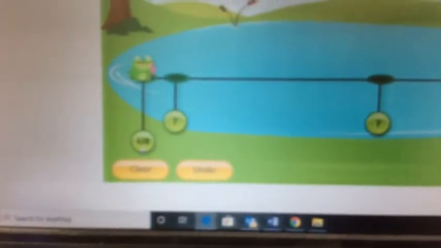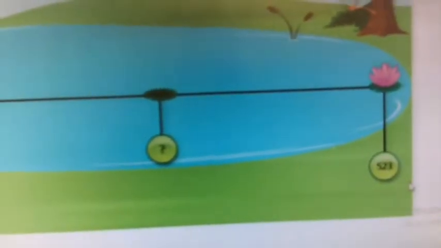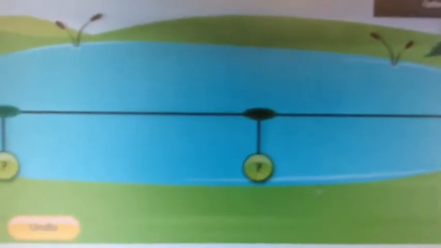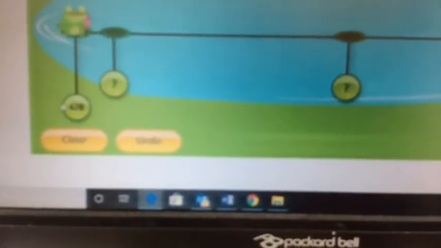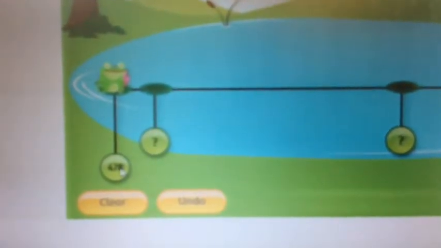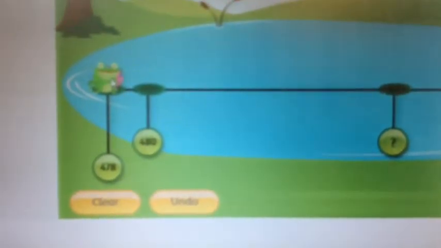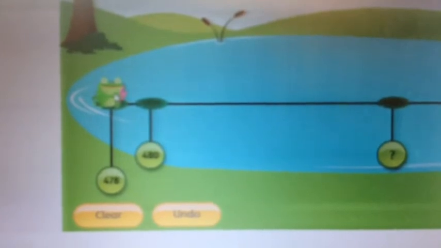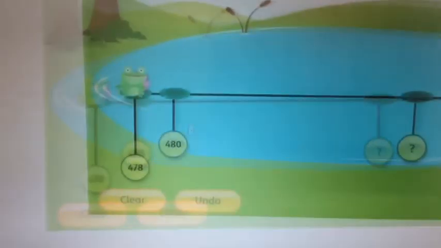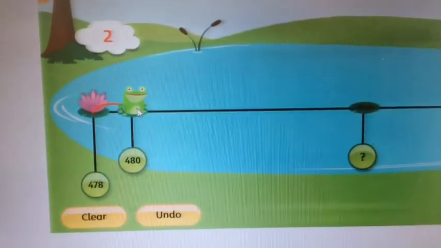He's starting at 478. He needs to get to 523. And he's going to jump through multiples of 10. So what's the next multiple of 10? It'll be 480. How many jumps would that take him? Are you watching? That would be 2 jumps, wouldn't it?